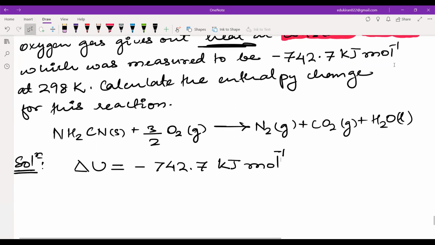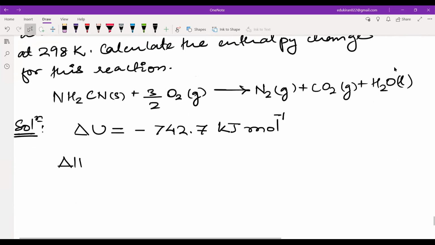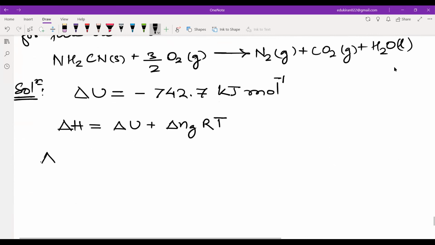Yes or no? Right, guys? Yes, sir. And what is delta H? They have asked to calculate delta H, which will be equal to delta U plus delta n_g RT. Okay. So we have got delta U. What will be delta n_g? So number of moles of gas in product minus number of moles of gas in reactant.